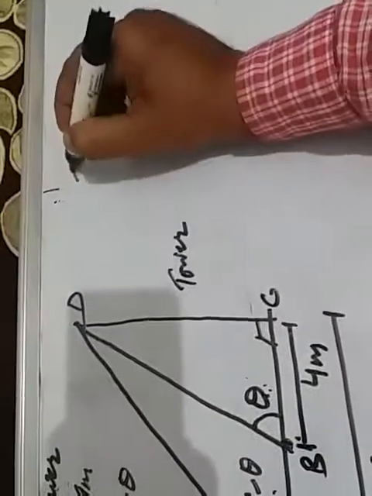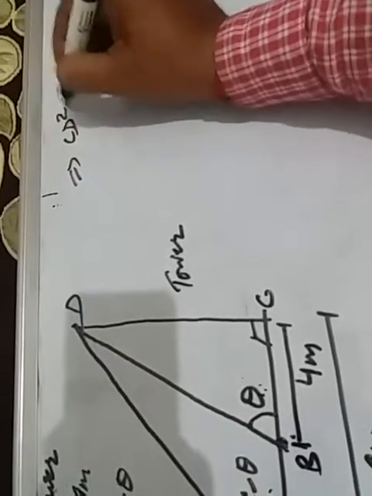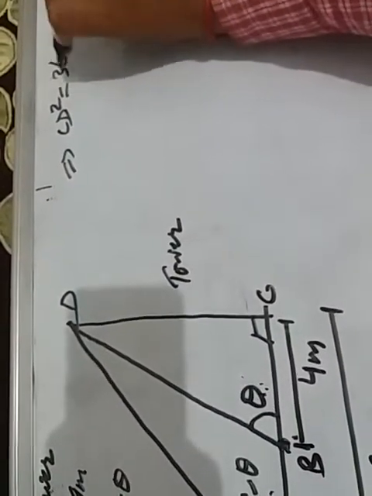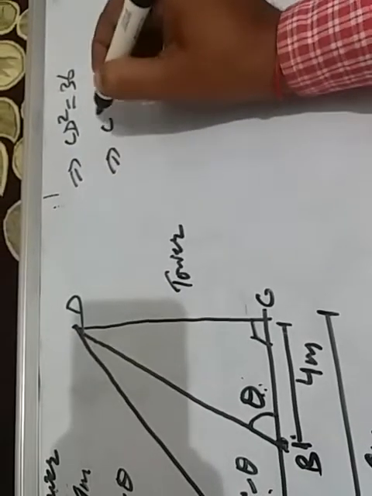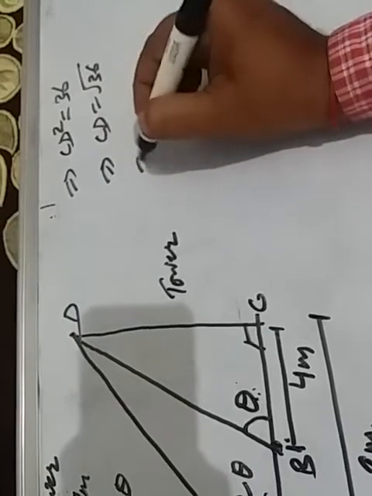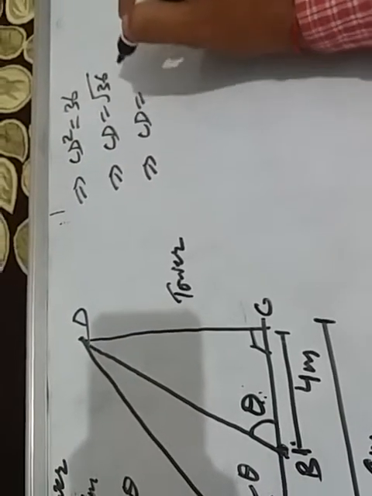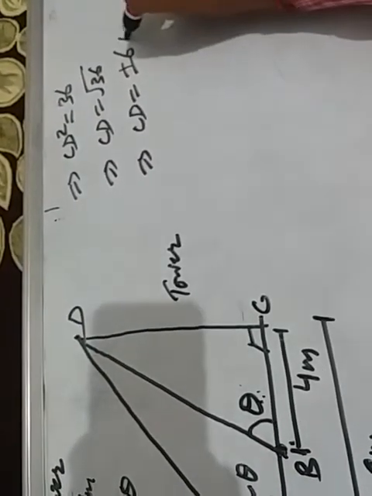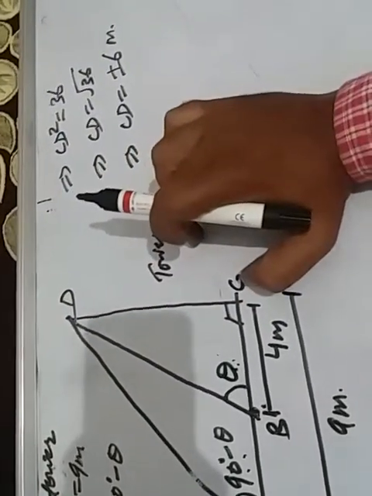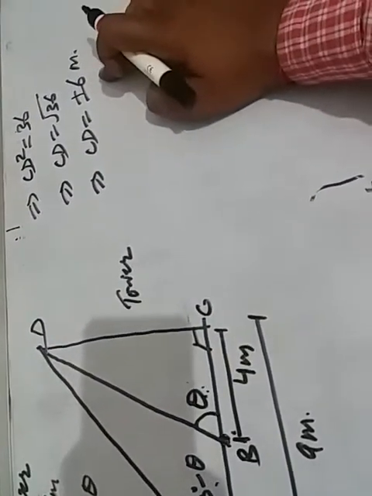Children, let us move to the next part of the board. This implies that CD square equal to 36. CD square equal to 36. This implies that CD equal to under root 36, and this implies that CD equal to plus minus 6 meter. Notice that this is the height of the tower and it cannot be negative.